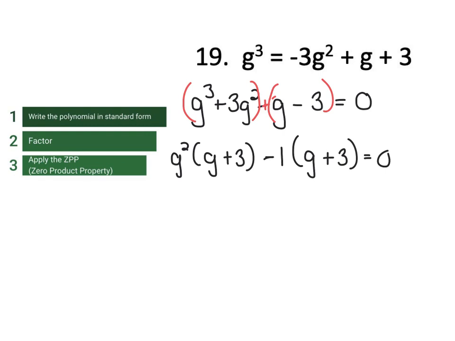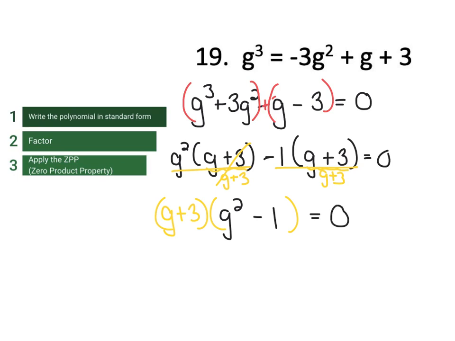Now I look for a common binomial factor. I notice they both have a g plus 3. So I'm going to bring that out to the front, and you're dividing each by g plus 3, which produces remaining g squared minus 1, and again, this is all equal to 0.